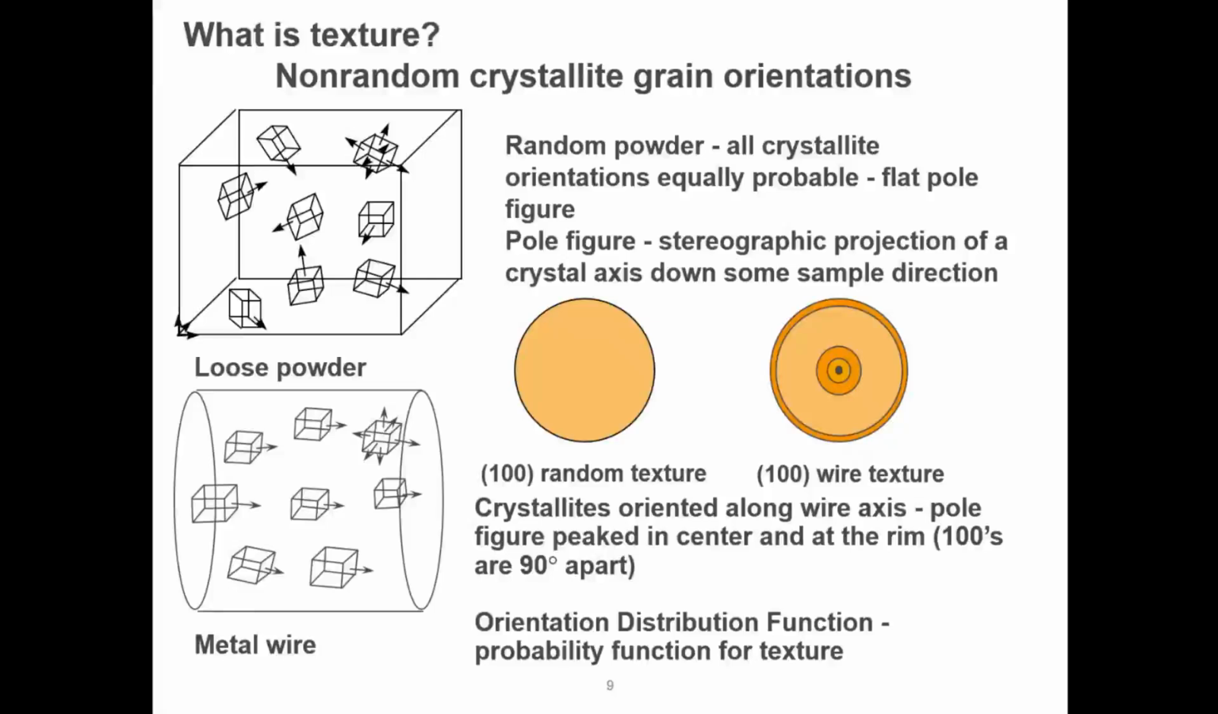Okay, this is then described by something called an orientation distribution function, which gives you the probability of the orientations of the grains within the sample with respect to the sample axis. This thing is a four-dimensional object.